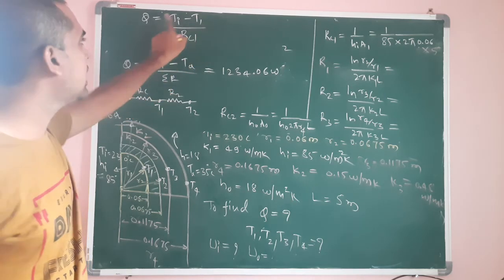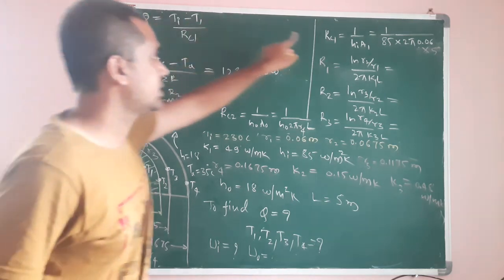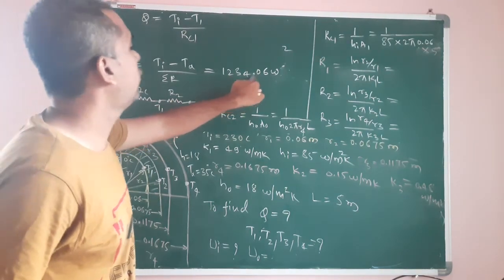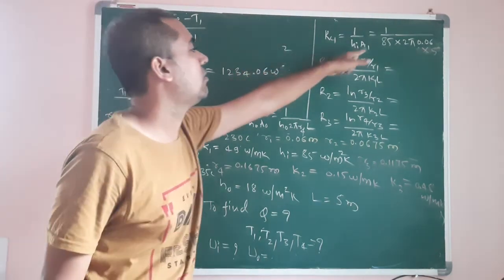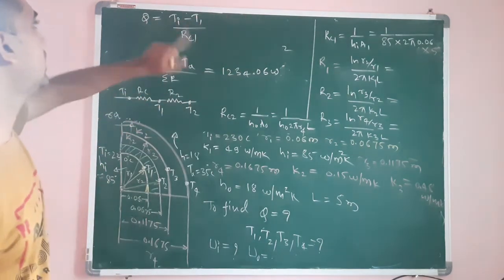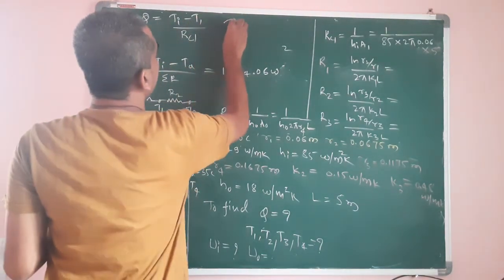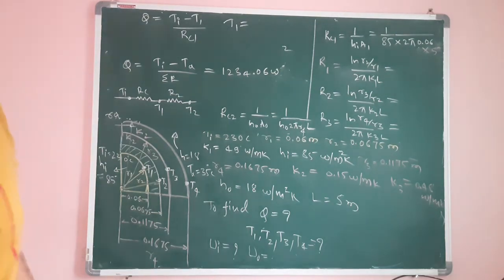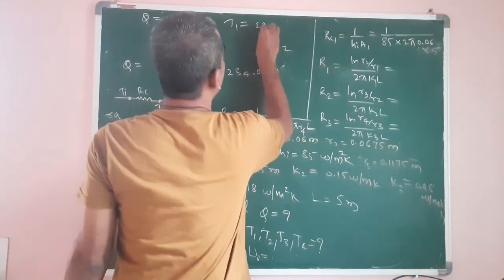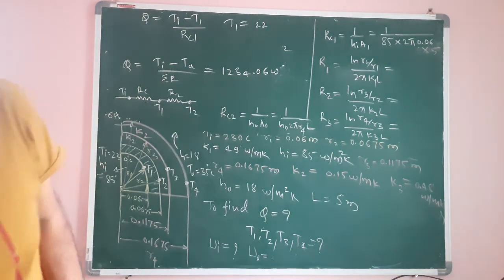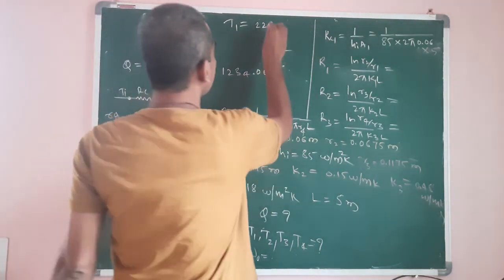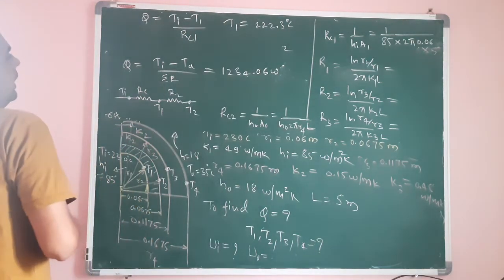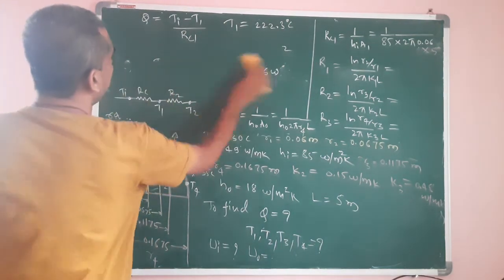Here the Q value you know, RC1 you know. If you substitute the Q value as 1234.06, and whatever RC1 value you get, you can get T1. T1 you will get as 223.22 degrees Celsius.